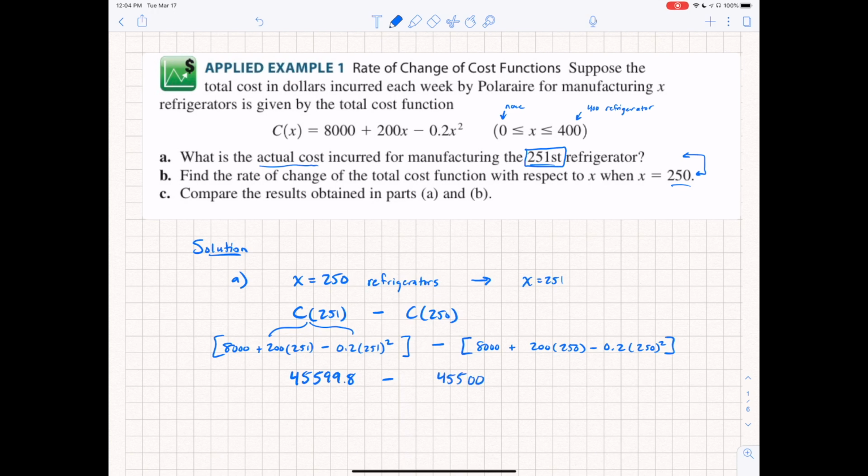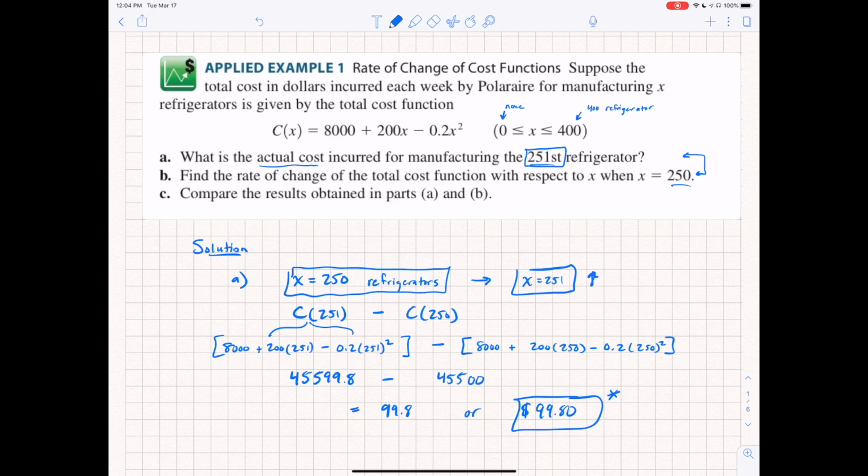So this tells me, subtracting these two values, I get 99.8, or $99.80. So if we were this company, if we were Polar Air, just to analyze what we've got, we are currently making 250 refrigerators. And if I was to bump up the production to 251, it's going to cost me an extra $99.80. This is the exact cost for that.